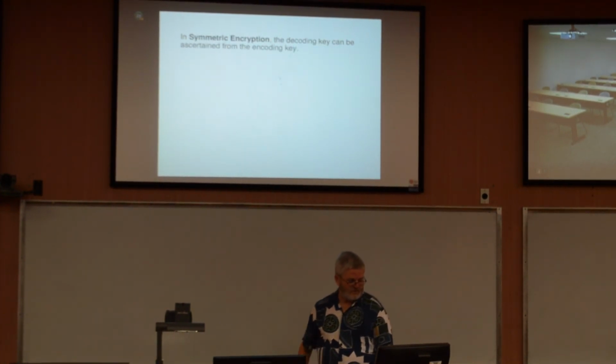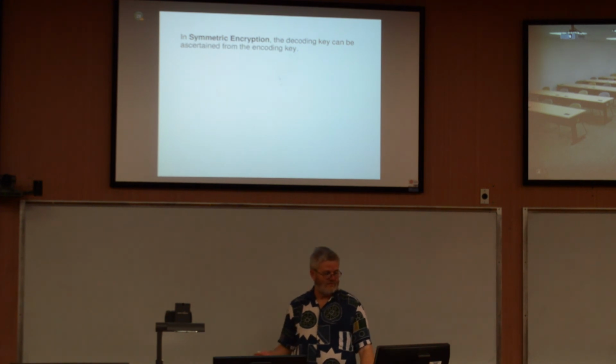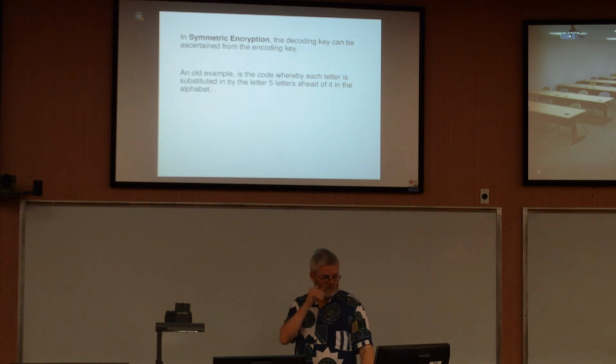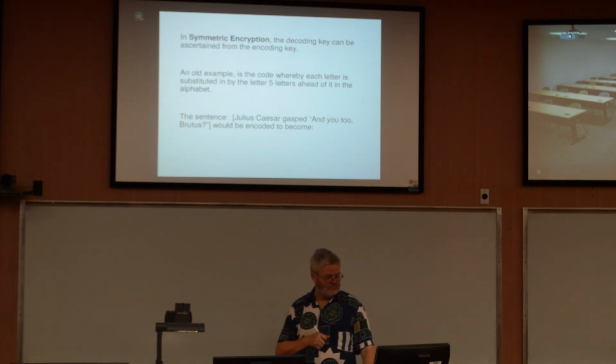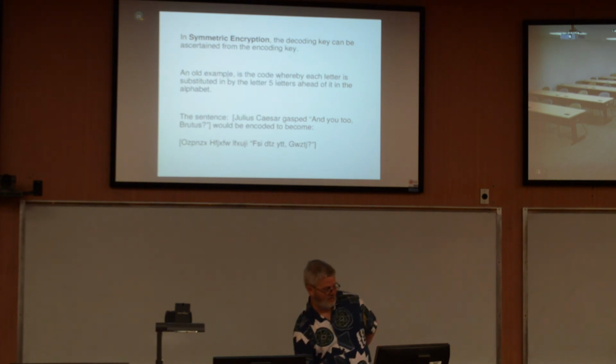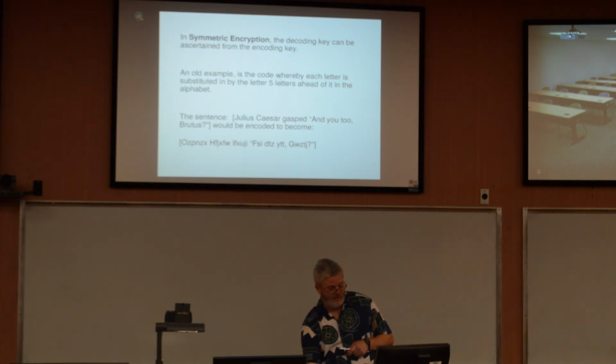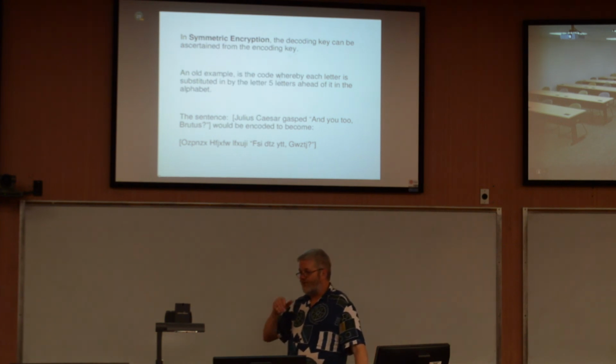So in symmetric encryption, the decoding key can be ascertained from the encoding key. For example, an old example is a code where you code a message by replacing each letter by the letter that appears 5 letters ahead of it in the alphabet. So you could take the sentence, Julius Caesar gasped, and you too, Brutus, and that would be encoded with J replaced by O, and so on. But this can be solved just by staring at the letters and figuring out where the vowels are.